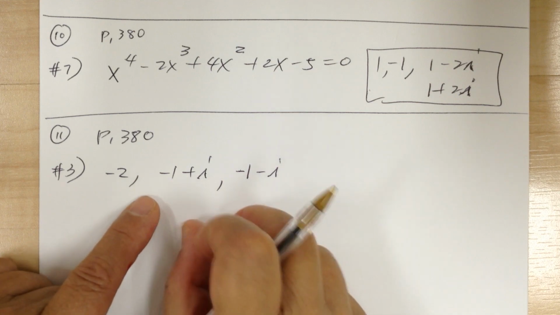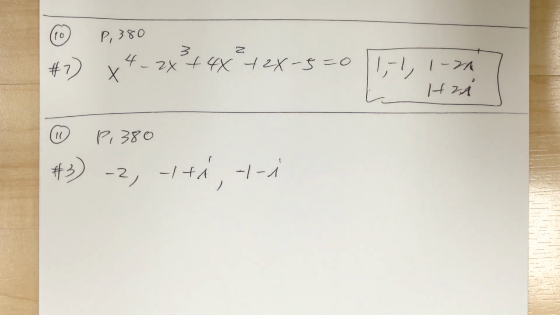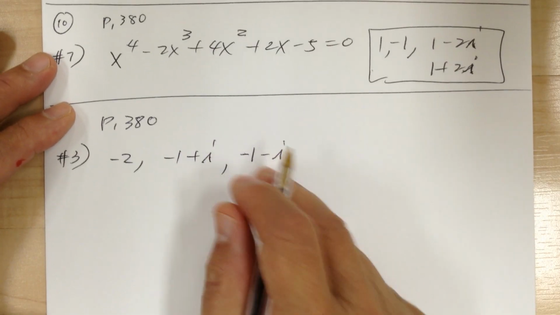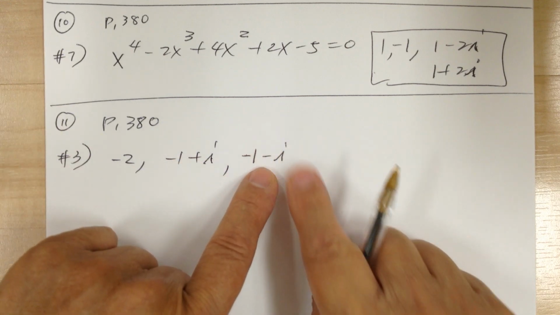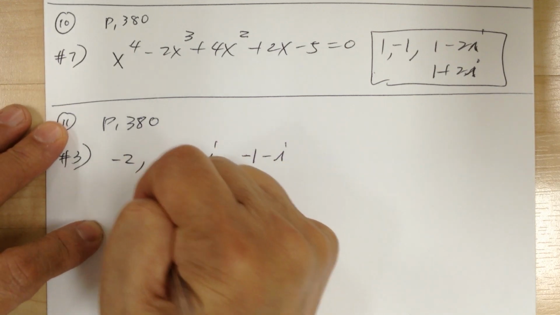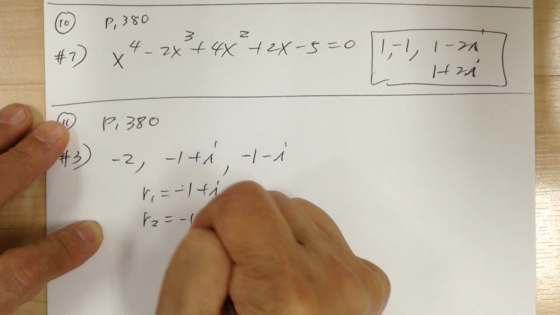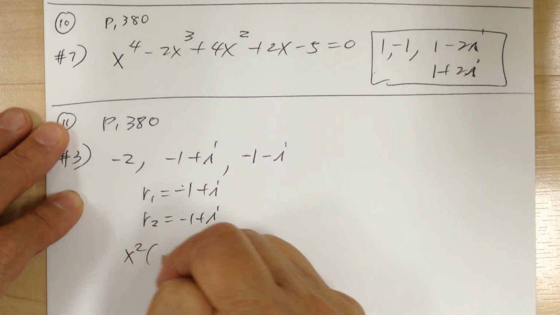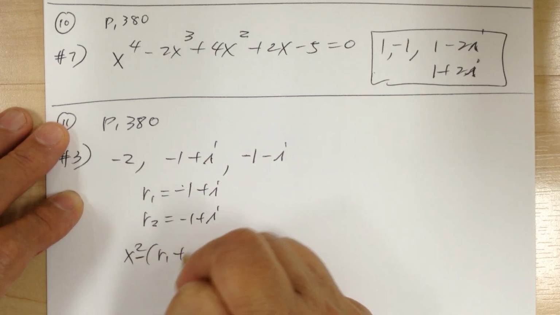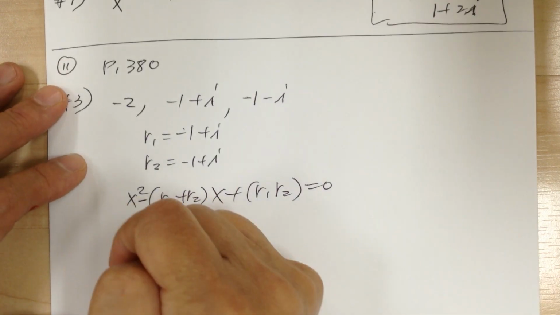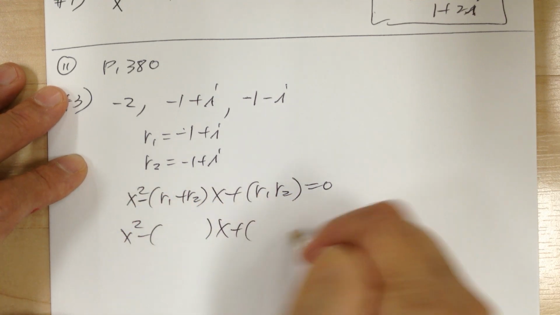So now you have to put all this together. It becomes a problem like number 7, and you just do the same thing. The difference is that they only give you this one, so you have to know how to get the other. So R1 equals negative 1 plus i, R2 equals negative 1 minus i. Then x squared minus the sum of R1 plus R2 times x plus R1 R2 equal to 0.